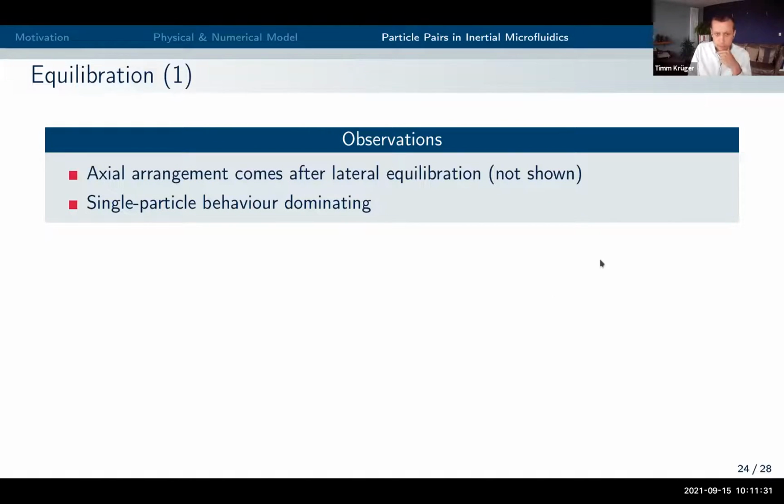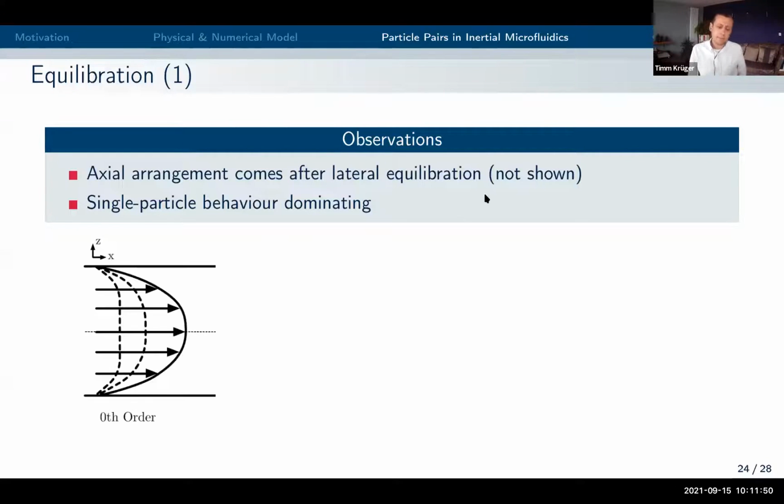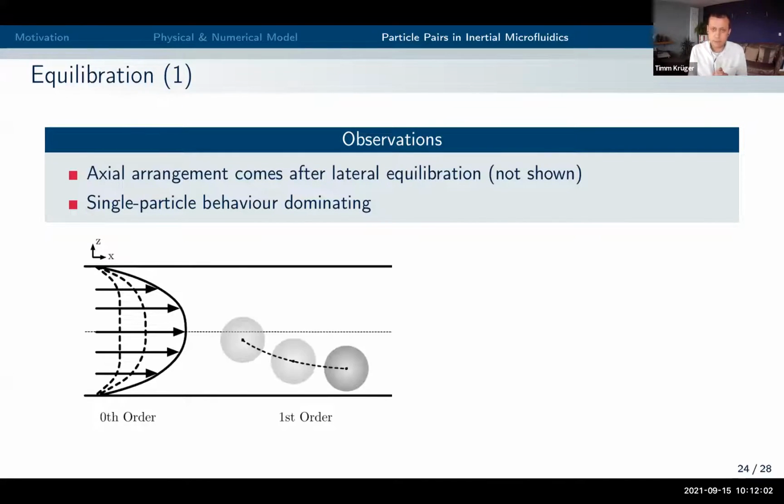What I should have said is that the axial arrangement always comes after the lateral equilibration of the particles, also something that Othman mentioned yesterday in his talk. We see that particles first find the lateral position to some degree, and only then the axial position equilibrates. So what we thought then is, okay, we have a zeroth order effect, which is just determined by the flow. So the flow without particle gives us the flow field, the primary flow field, zeroth order. Then we put in one particle, which leads to first order effects.